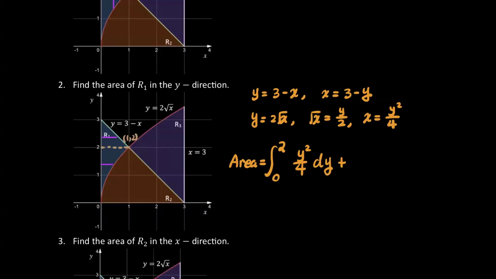And the top portion will go from 2 all the way to 3. And that's the straight line part. So that's 3 minus y dy. Okay, so remember to write dy for each integral.